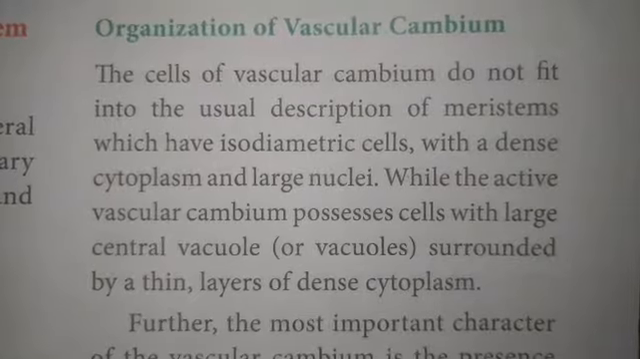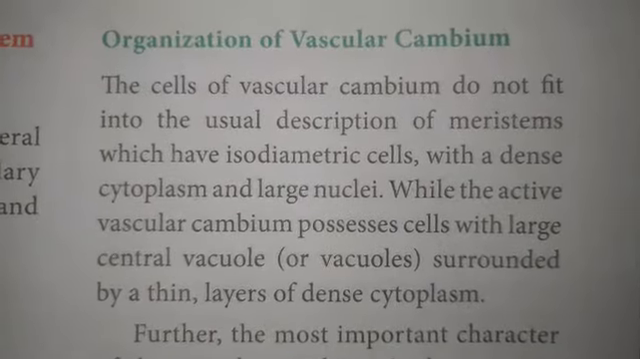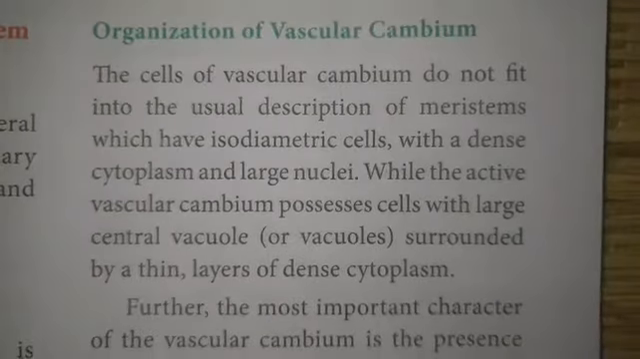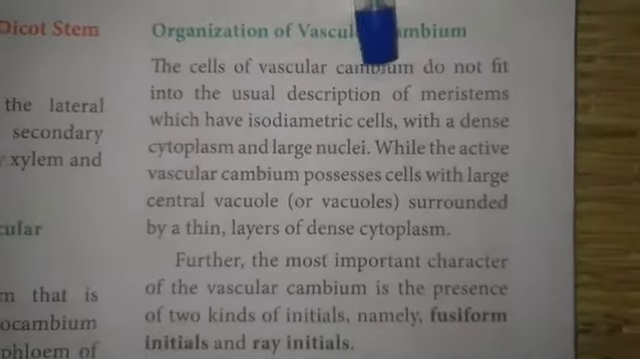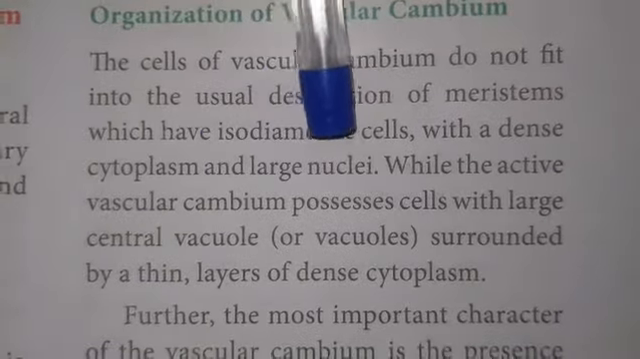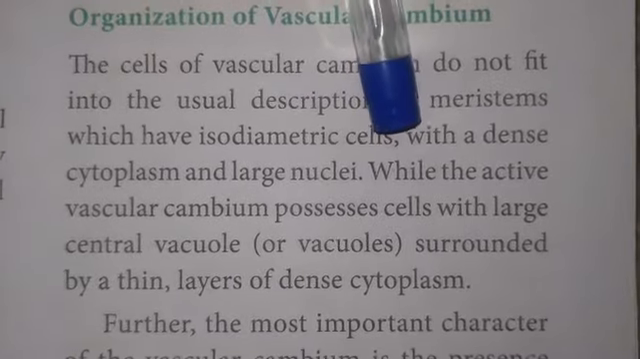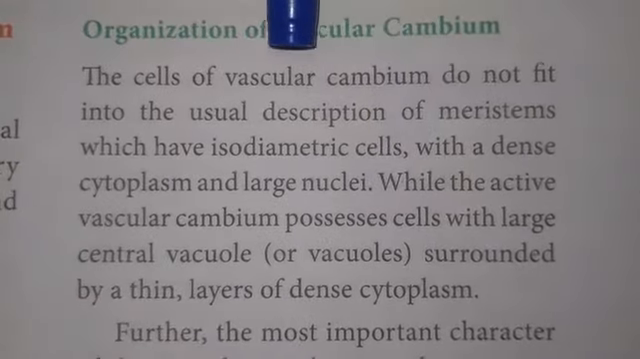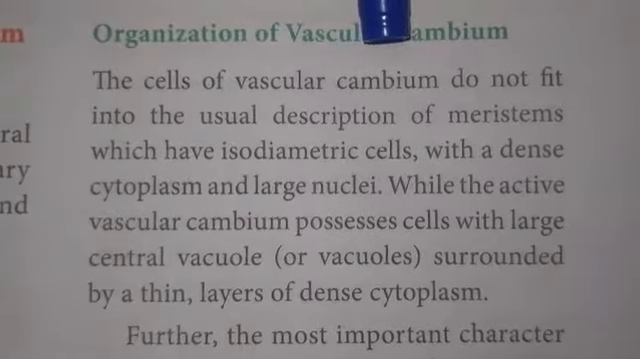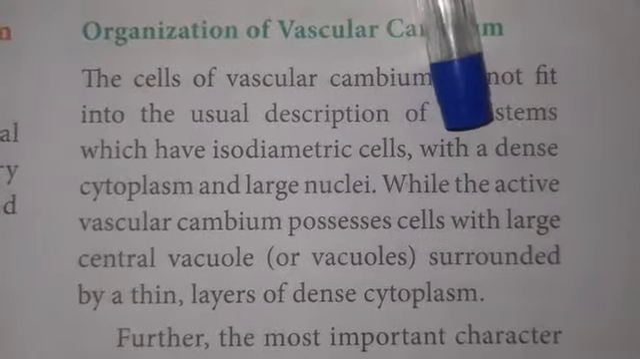So, the cells of the vascular cambium are differentiated from meristematic cells. The meristematic cells are isodiametric cells with dense cytoplasm and a larger nucleus, which are very active in dividing more number of cells, while the cells of vascular cambium have meristematic activity, but they are different from the meristematic cells.